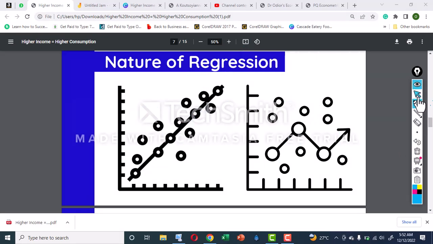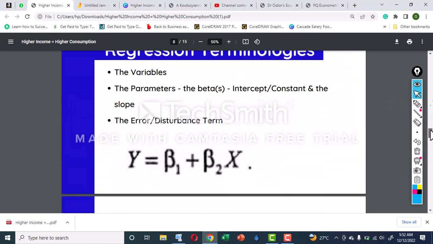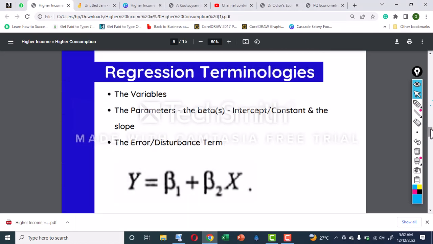So that being said, let's look at some regression terminologies. The first one is the variables. We have the explanatory variables and the dependent variables. The dependent variable is our y, the one that depends on the other one. The explanatory variable is our x. So those are the variables. They have different names that you can call them, so you can study that on your own.